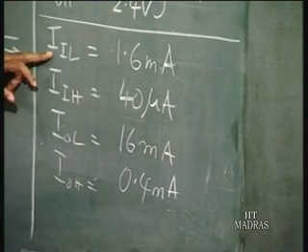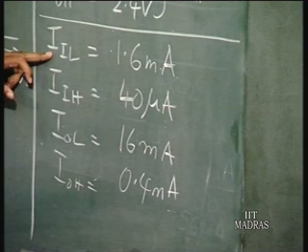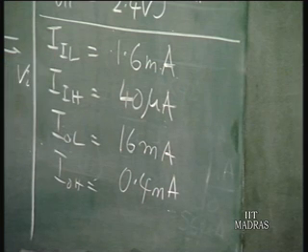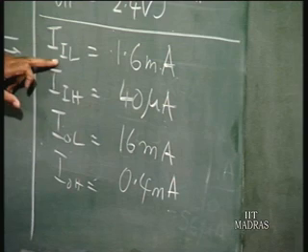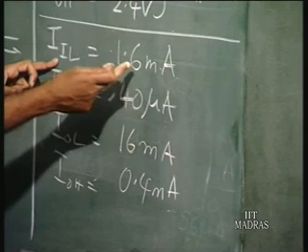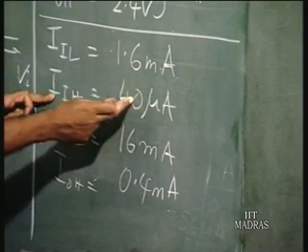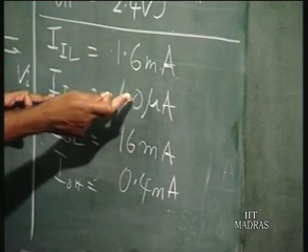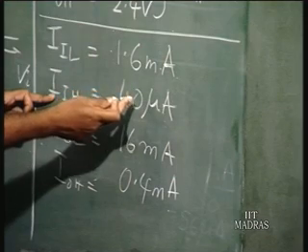Now, IIL is the input current when the input is low. It is the maximum value of the input current when the input is low. So, the input current can be at the maximum 1.6 milliampere. IIH is 40 microampere, is the maximum value of the input current when the input is high.